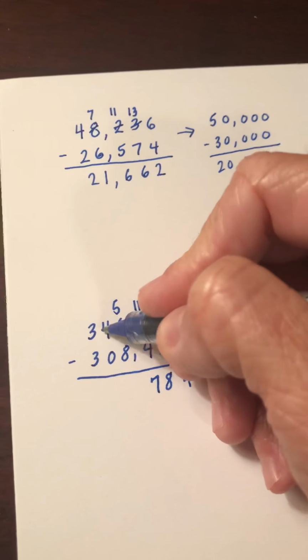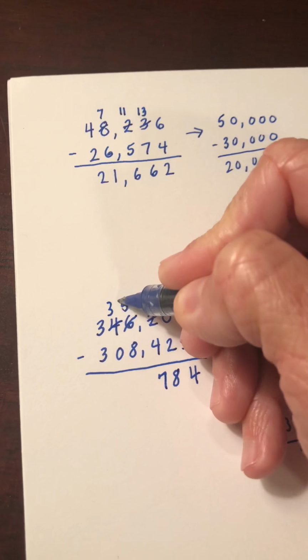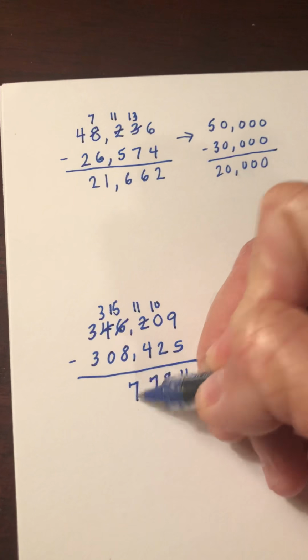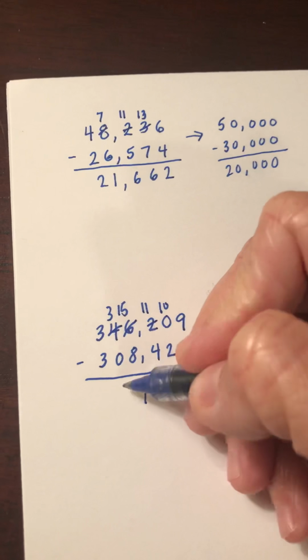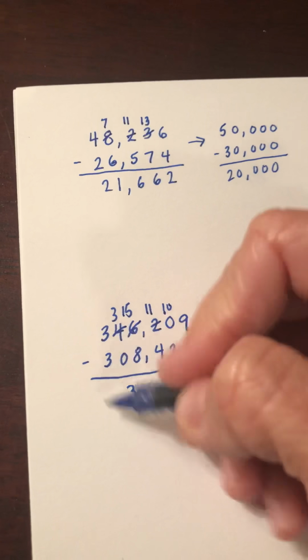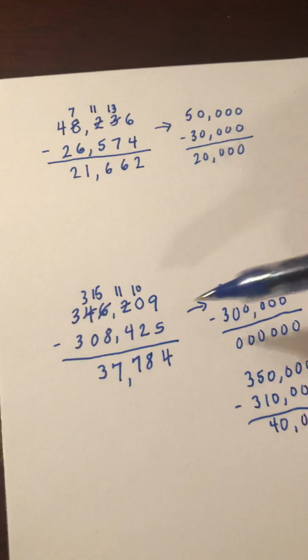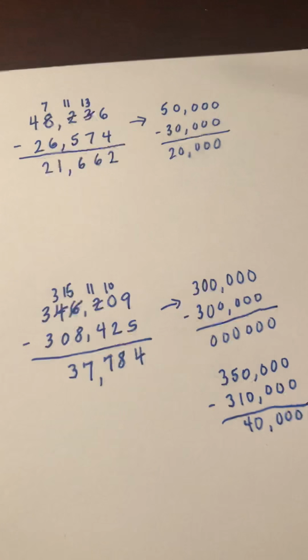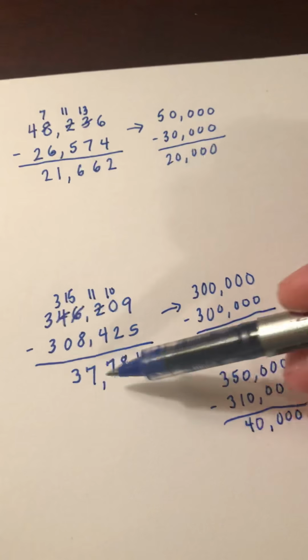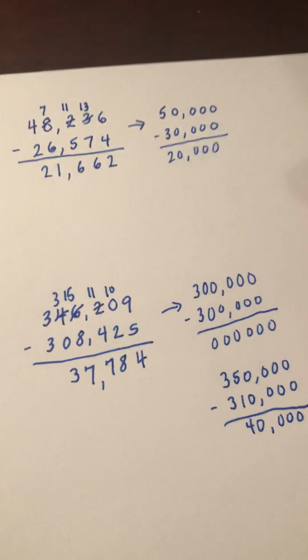5 minus 8 can't do. Take 1, give 10. 15 minus 8 is 7. 3 minus 0 is 3, and 3 minus 3 is 0. So 37,784. Some students might question whether or not that's reasonable enough. Generally, you would say 37,000 would round to about 40,000, so it is reasonable.